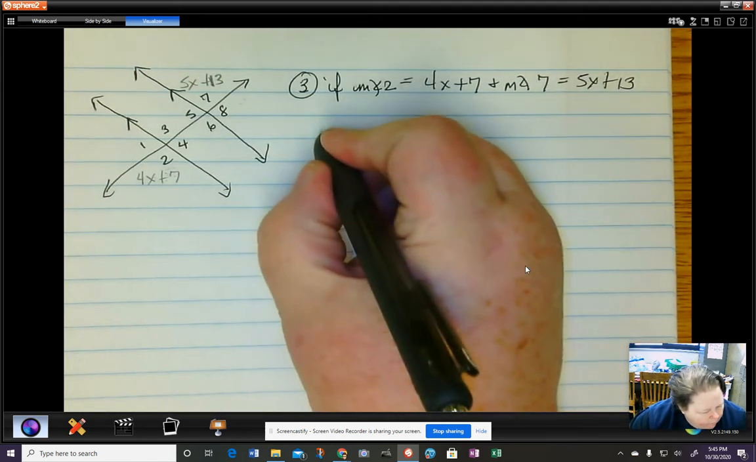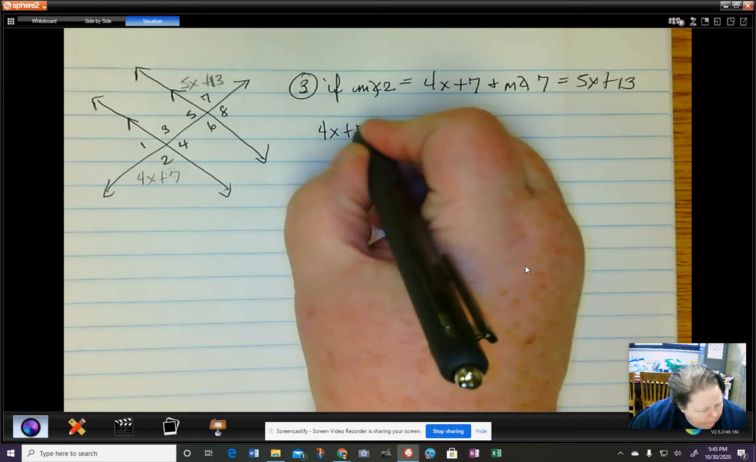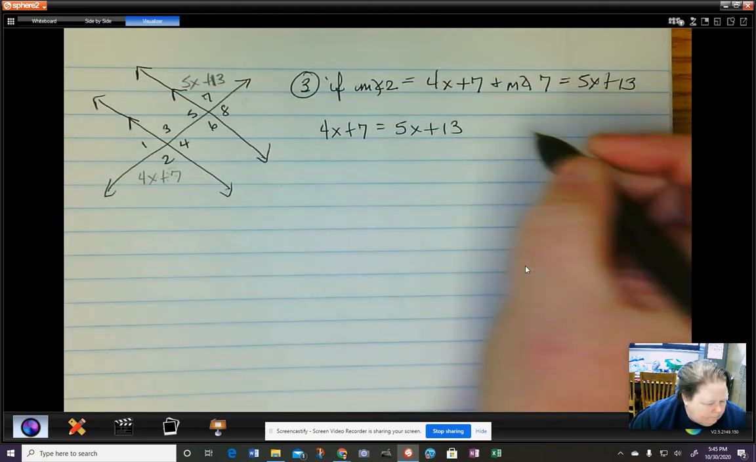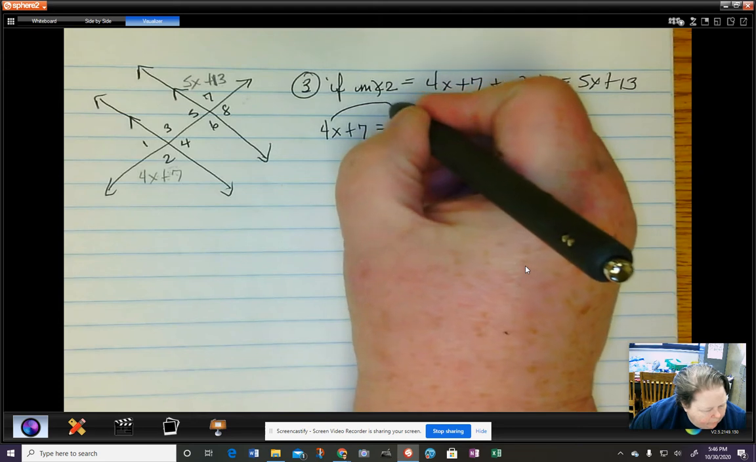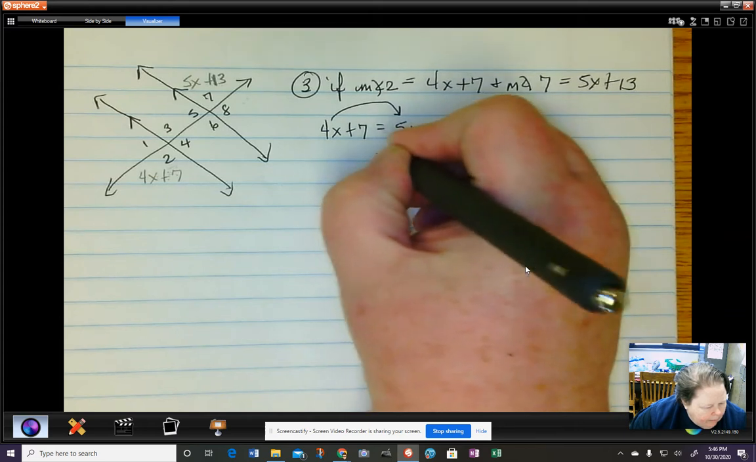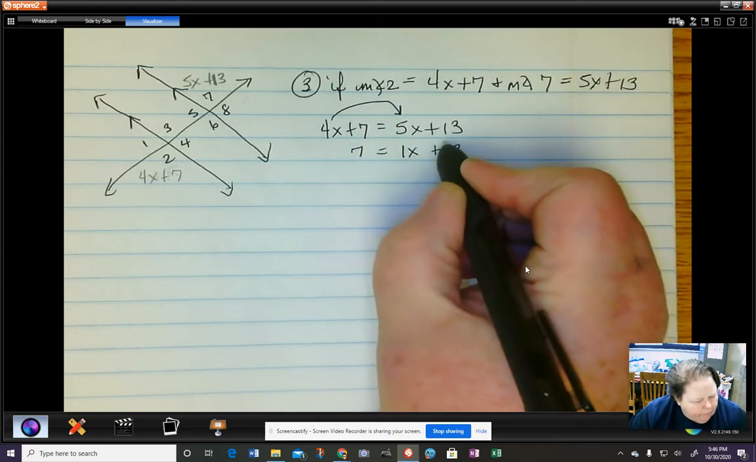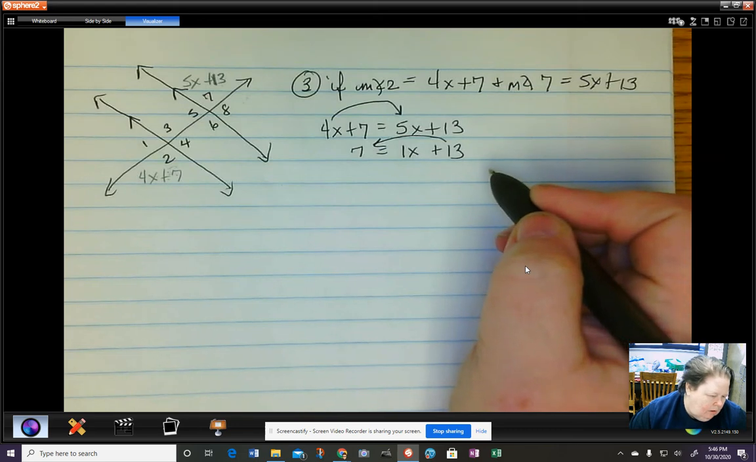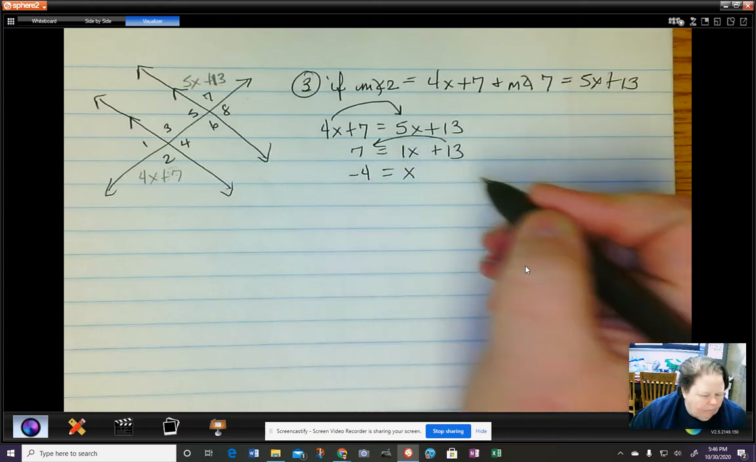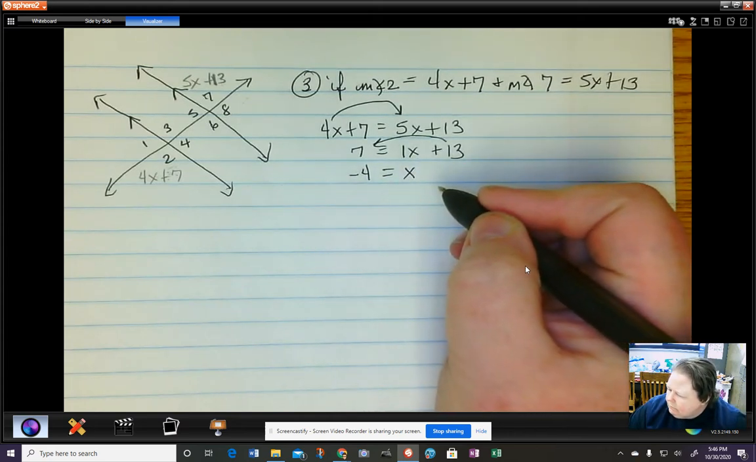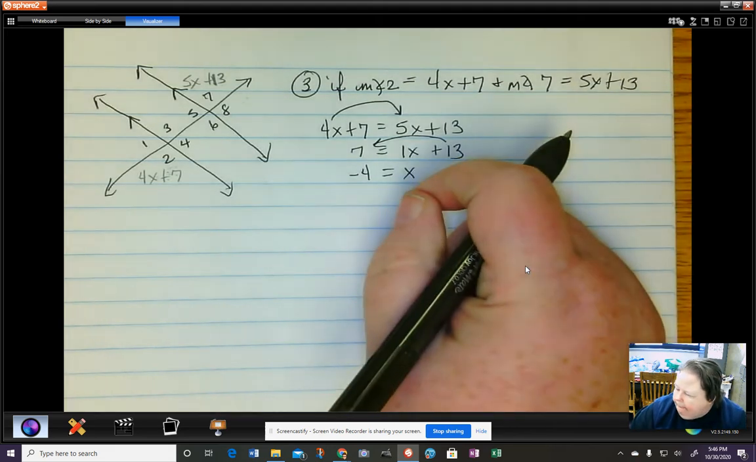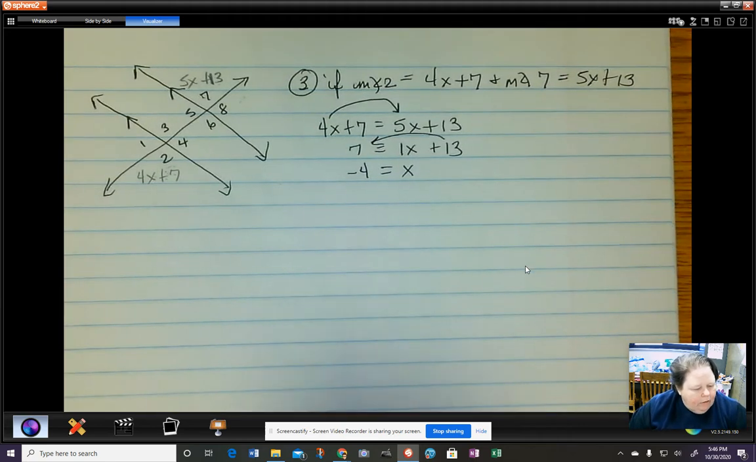So I have 4x plus 7 equal to 5x plus 13. I'm going to move the 4x over here, make that 1x plus 13 equal to 7. I'm going to move the 13 over here, and that's a negative 4. So x equals negative 4. Oops, that was supposed to be a minus, but that's okay. We still worked it. Okay, number 4.